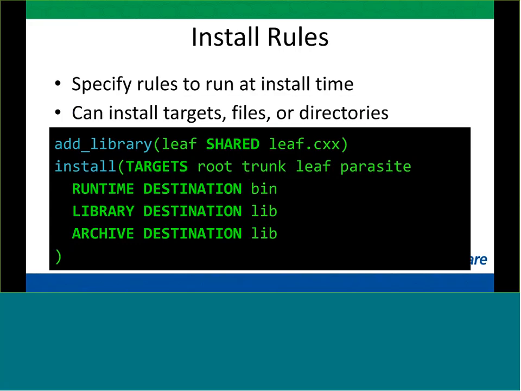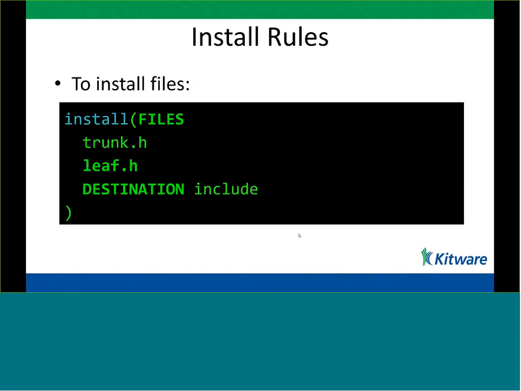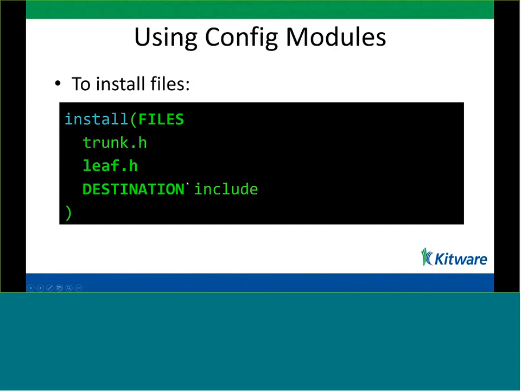Okay, install rules. So CMake has a great cross-platform install ability. Specified rules to run at install time. So I'm just creating a library here, and then I want to install some targets, and I'm giving a runtime destination and a library and an archive destination. To install, you can install just files. You give a list of files and then a destination, and that's going to be relative to the install path.